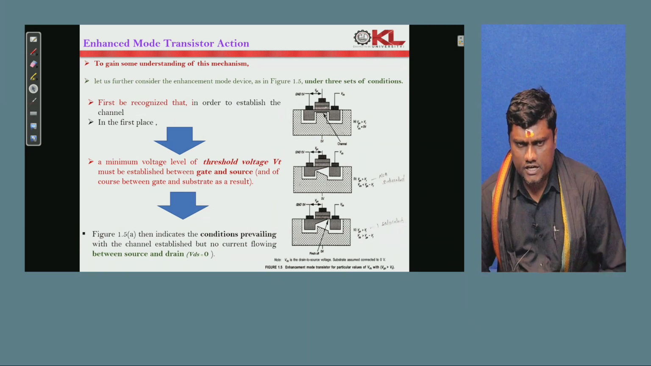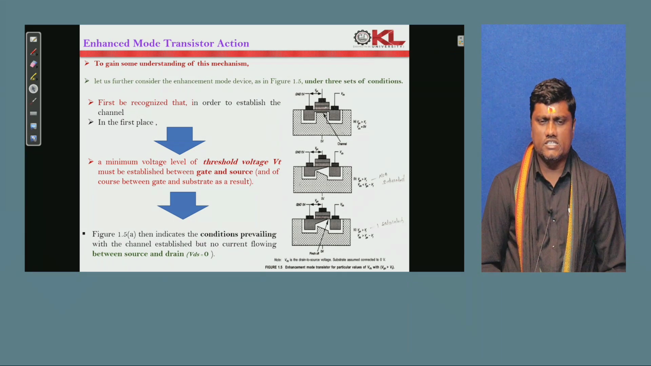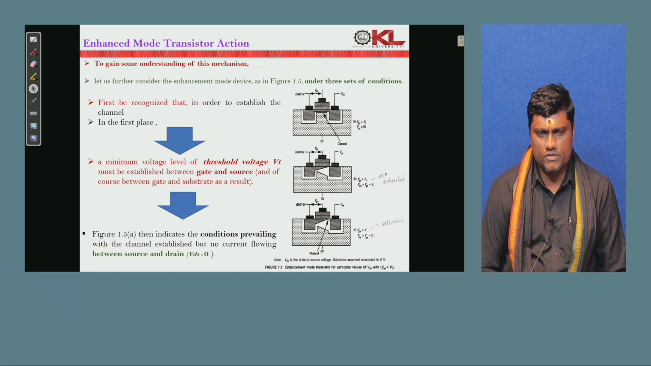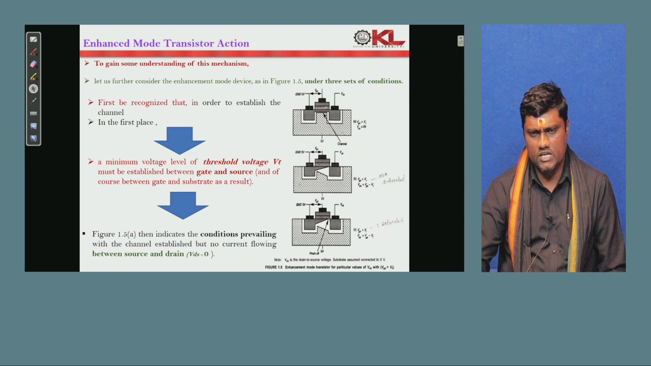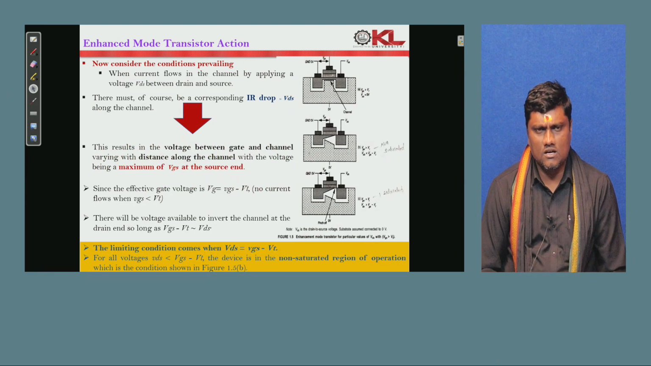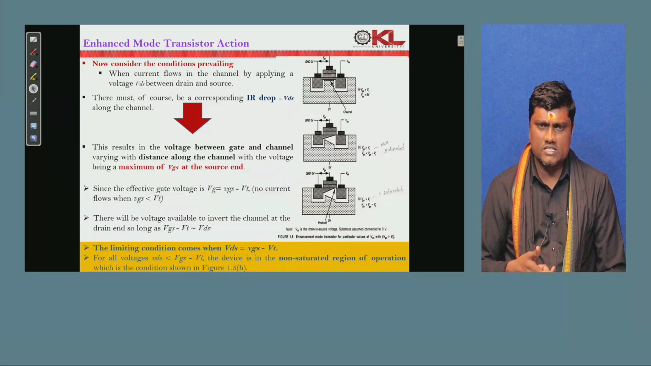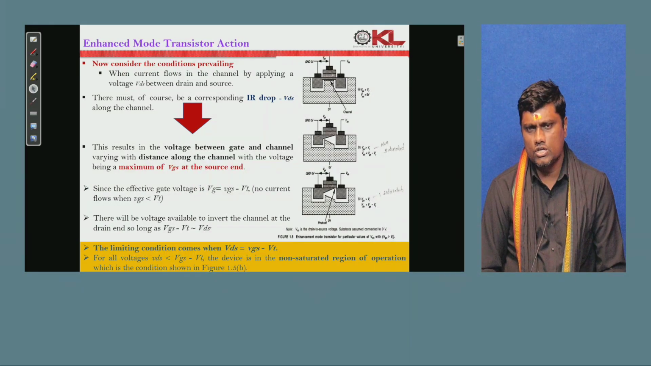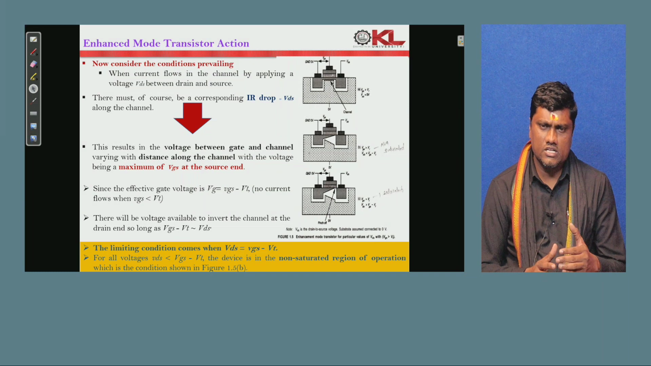Between the gate and the source we have to apply some voltage, which is the threshold voltage. Once that happens, the condition prevails for the channel to be established, but no current will flow between source and drain, because VDS is approximately 0. Now let us see the conditions when current flows in the channel. Let us apply VDS between drain and source, with VGS greater than VT, because we already have the minimum threshold voltage, and VDS is 0. That is the first condition.